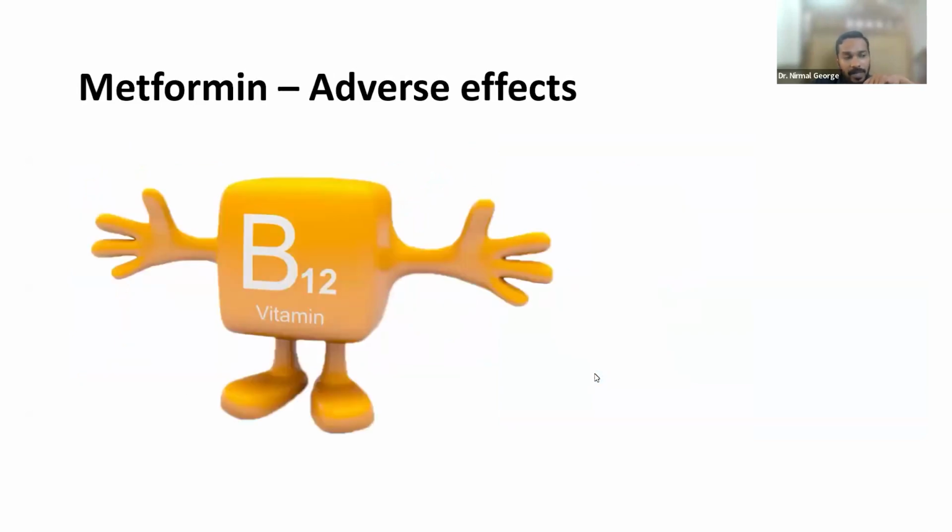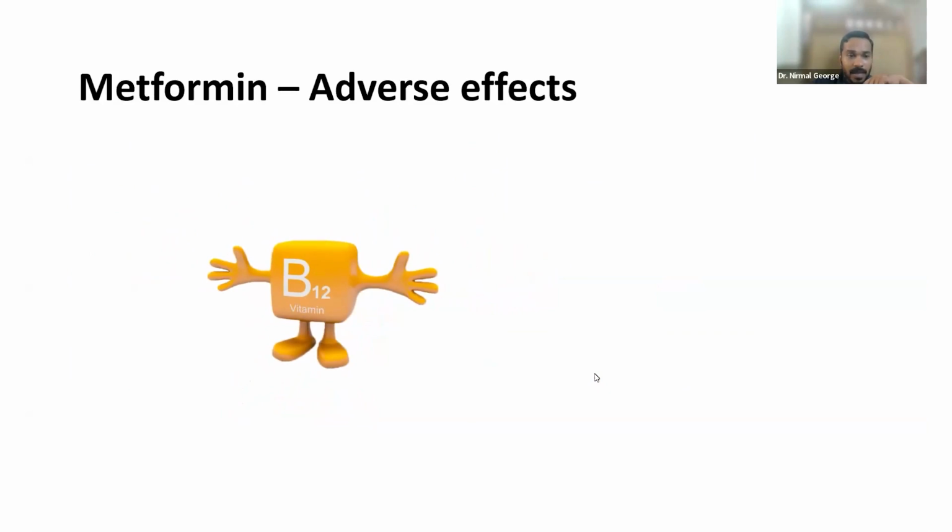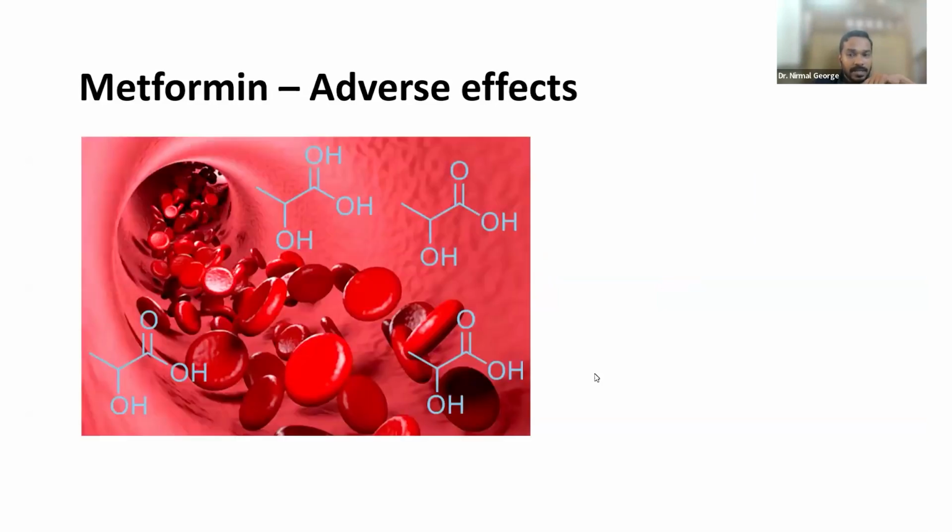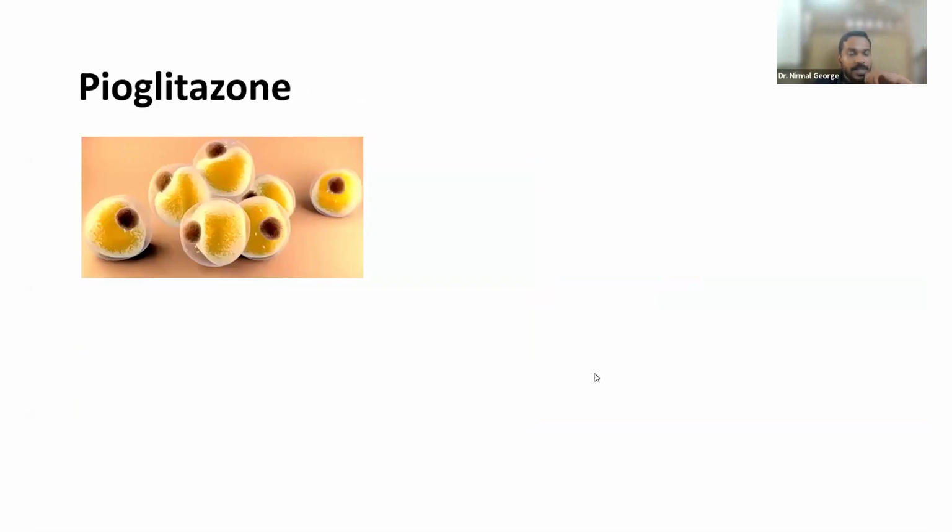And using metformin will reduce the plasma B12 levels by 20 to 30%. So it is recommended to supplement B12. Metformin also increases the risk of lactic acidosis. It causes accumulation of lactic acid, and this is very particular in patients who are having stroke, myocardial infarction, or heart failure. So the second agent that reduces insulin resistance is pioglitazone.